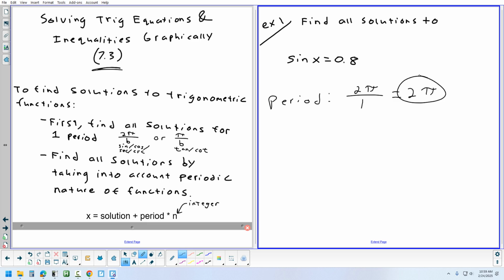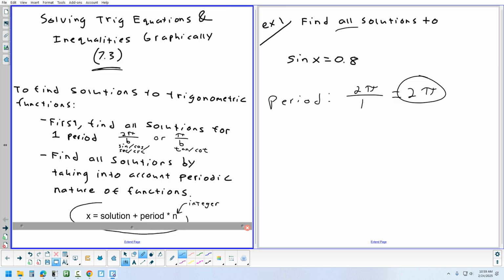That tells us a couple things. One tells you how wide of a window you need to set on the calculator. Two tells you what to add on the end of your answer to represent all solutions, because there's infinitely many. We're going to have a horizontal line and a wave that cross forever. So we can't write them all, and we need a way to represent them all. And that's how you do it.